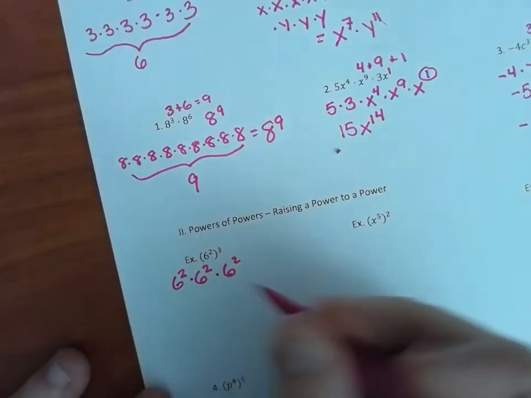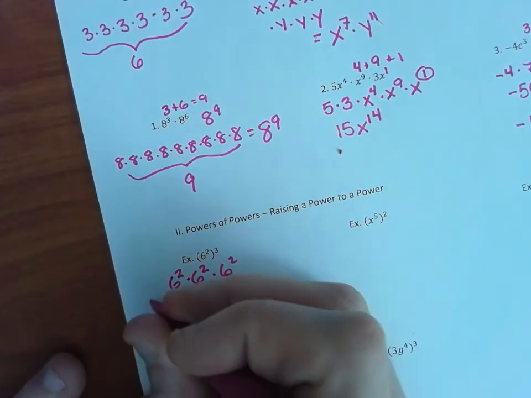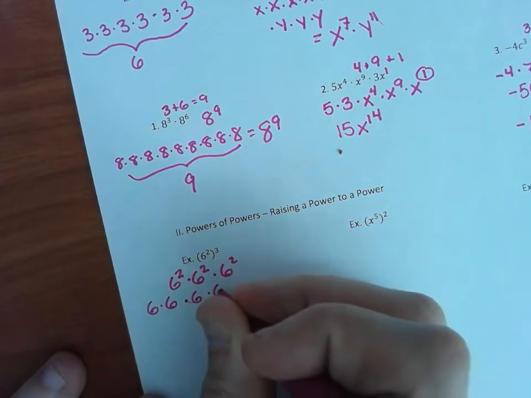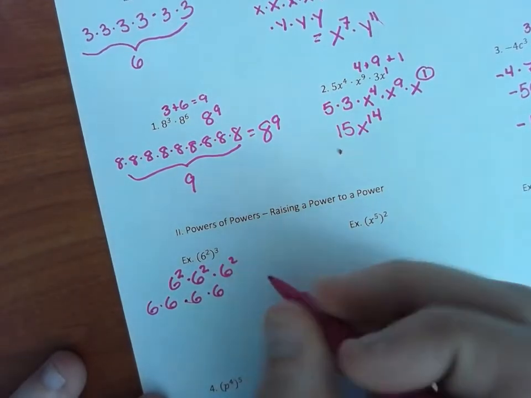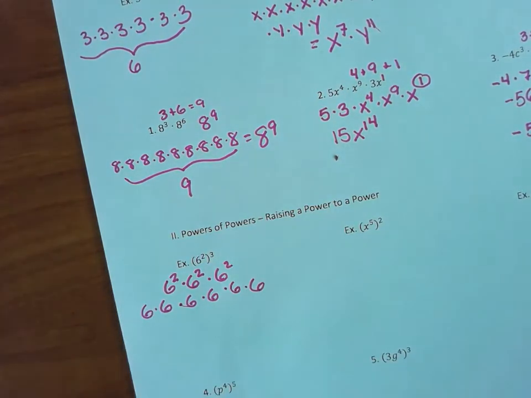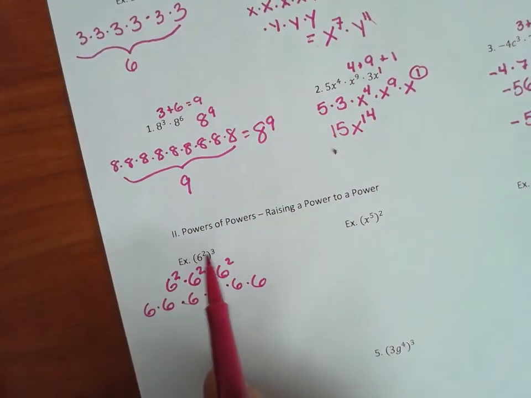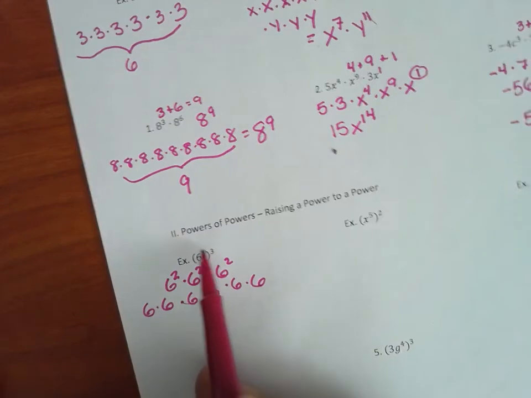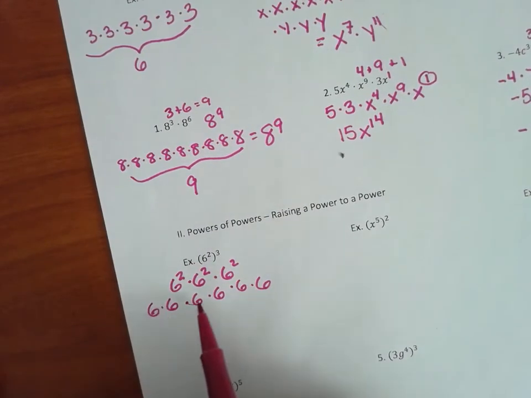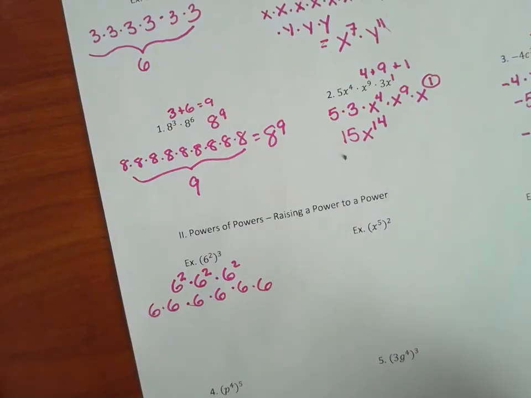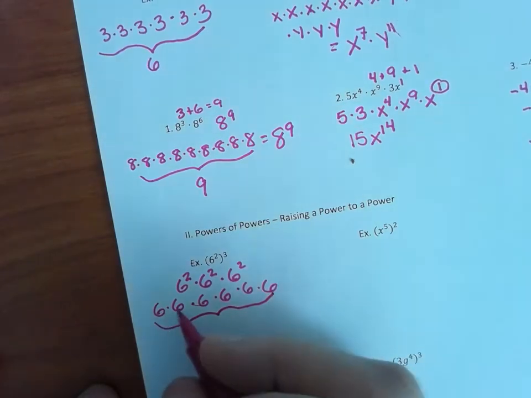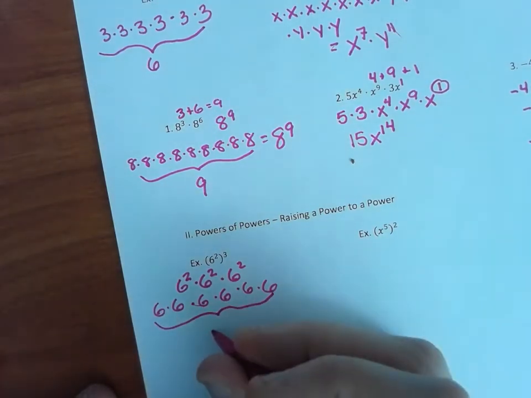Now, if I really dive in deeper with this, I know 6 squared is just 6 times 6. I know this 6 squared is just 6 times 6. And I know this 6 squared is just 6 times 6. So again, remember guys, the exponent tells you how many factors. I have 3 of these things. And when I break it down even further, I have 2, 2, and 2. If I count how many factors I have, 1, 2, 3, 4, 5, I have 6.